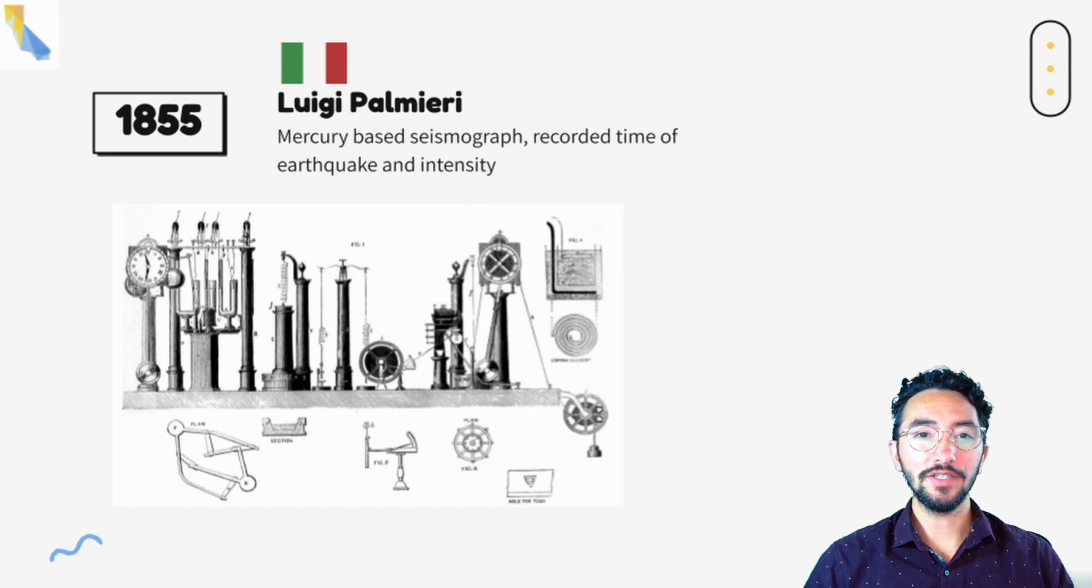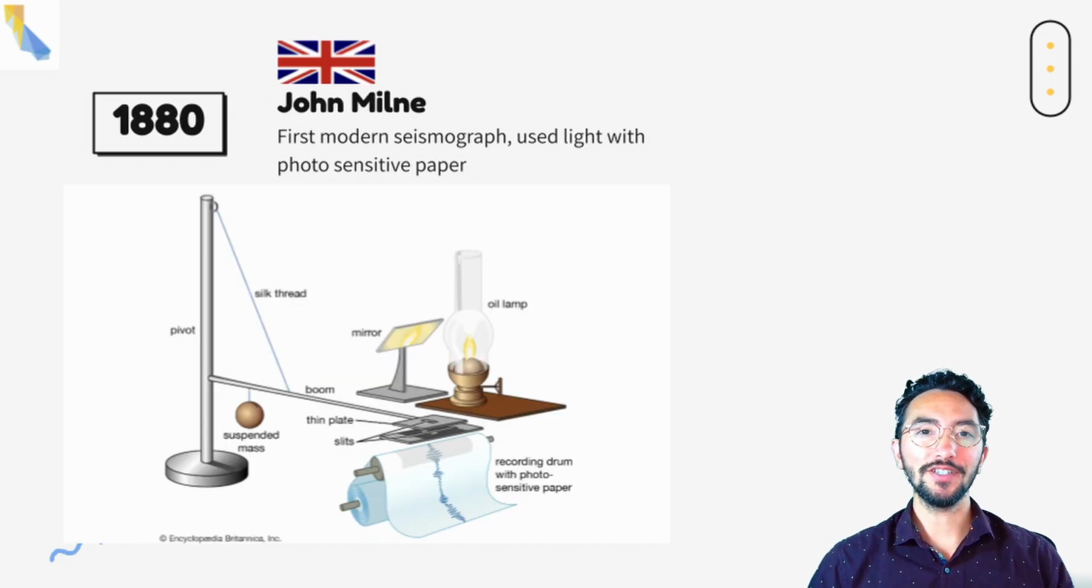Now, this was interesting because it was the first one that could actually tell what time the earthquake hit. There was an electrical signal that would get sent to a clock to force it to stop once enough shaking had occurred, and this one also would record the duration and intensity of a seismic ground motion. In 1880, we get the first modern-looking seismograph.